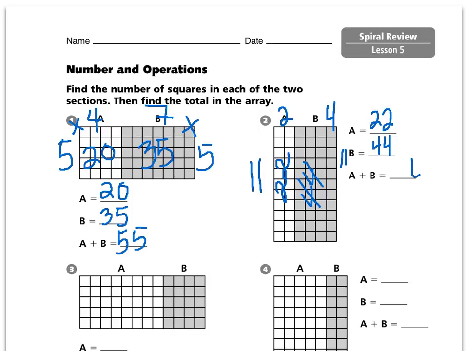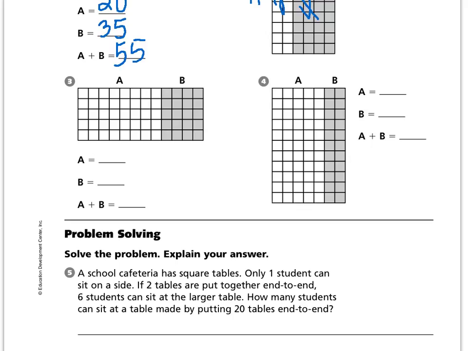4 plus 2 is 6, and 4 plus 2 is 6. A plus B equals 66 squares. For number 3, I have an 8 by 5, and then I have another 4 by 5. And I know that 4 times 5 is going to be 20, and 8 times 5 is going to be 40. I'm going to write that information in, and then 40 plus 20 is going to be 60.